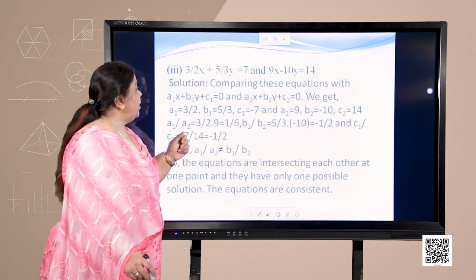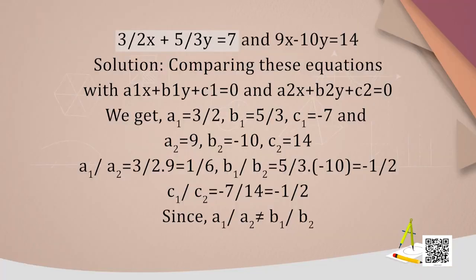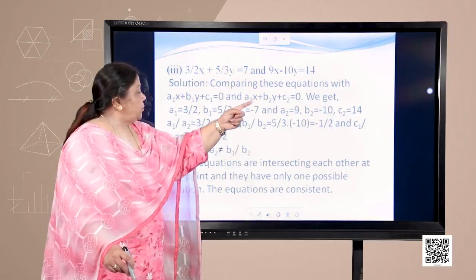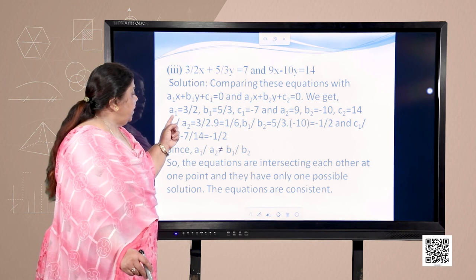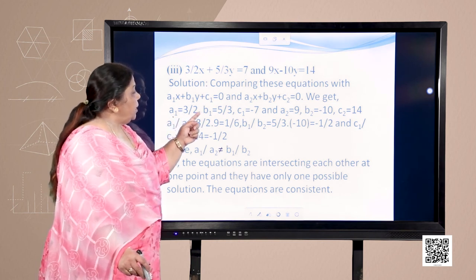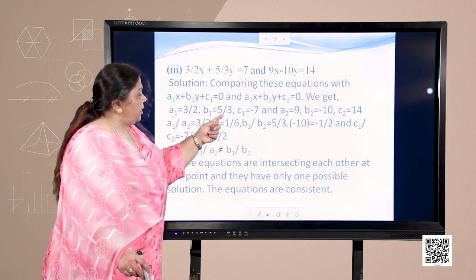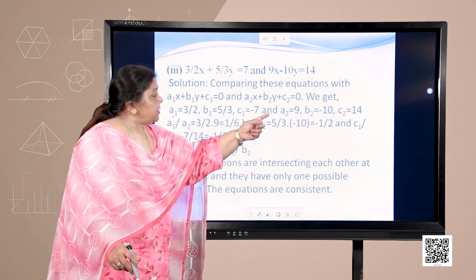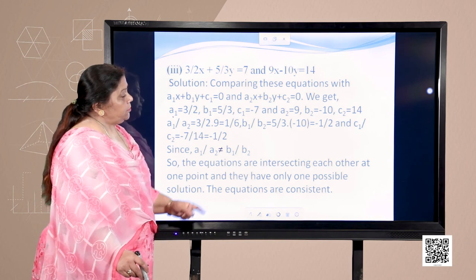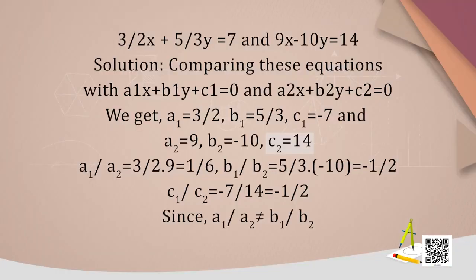Let us see the next one. 3 by 2x plus 5 upon 3y is equal to 7, 9x minus 10y is equal to 14. On comparing these equations with the general equations, we find that what is a1? It is 3 upon 2, b1 is 5 upon 3, c1 is minus 7 and a2 is 9, b2 is minus 10 and c2 is 14.